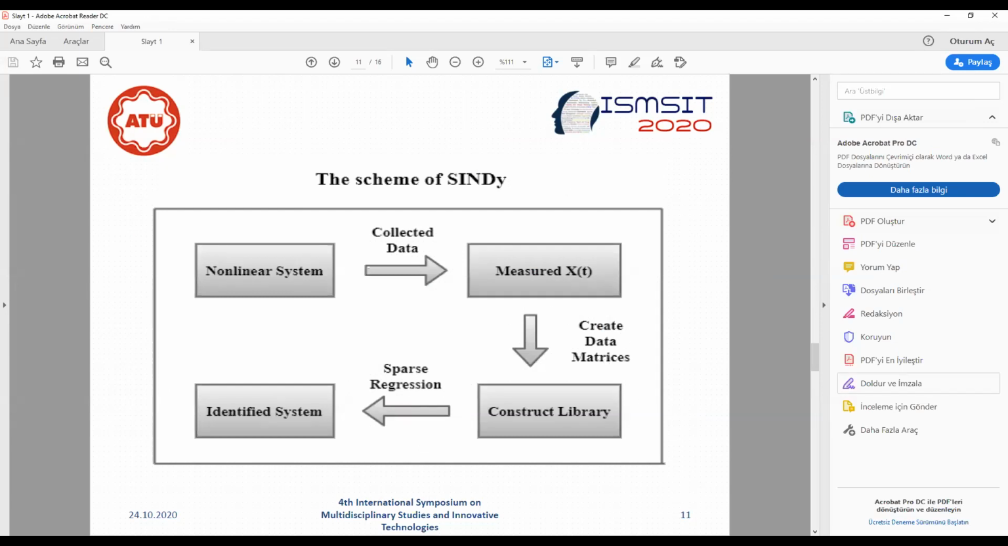Now you can see the basic schema of SINDy algorithm in this picture. We have an unknown system, the black box system, and we collect data, measured X, state, and then create a data matrix and derivative of this matrix, and then construct a library. We applied some sparse regression method. Finally, we identified the system.